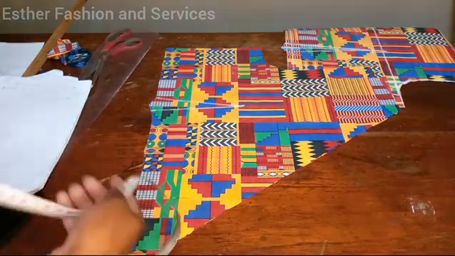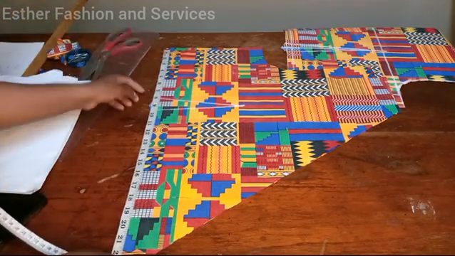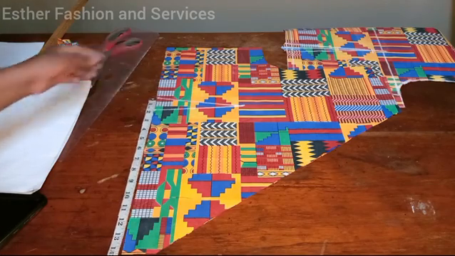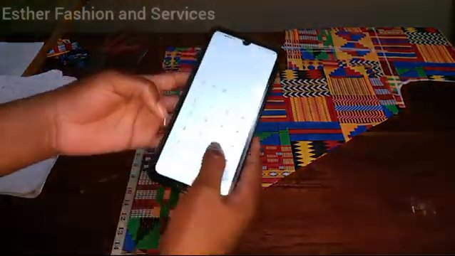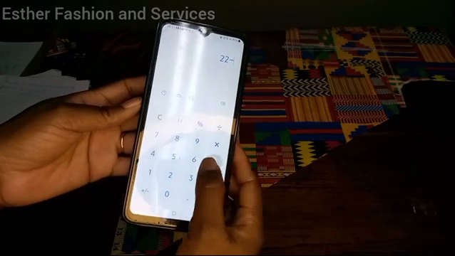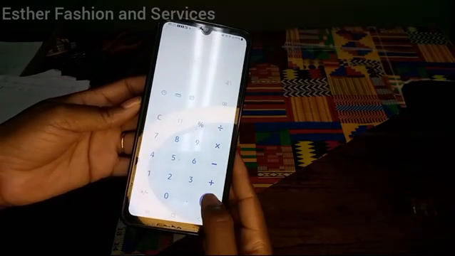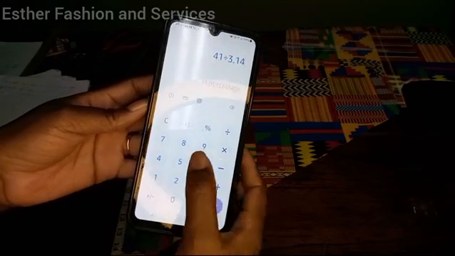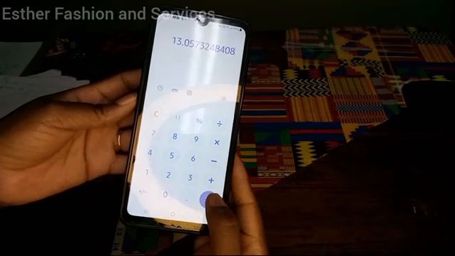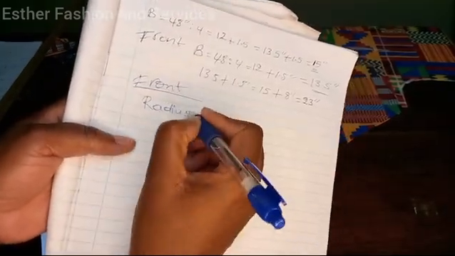I'm going to measure the waist measurement for the front minus 1.5 inch for that. Okay, so I measure 22 inches for the round waist measurement for the front. 22 inches minus 1.5 inch will give me 20.5 inches, times 2 will give me 41 inches. Remember, the front is 2 pieces. 41 divided by 3.14 will give me 13.057. I will use 13 inches. So the radius is 13 inches for the front.